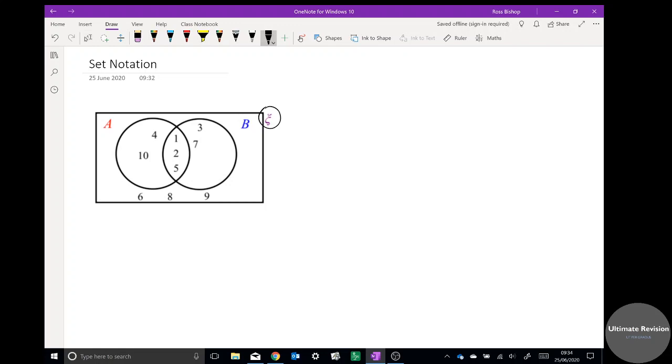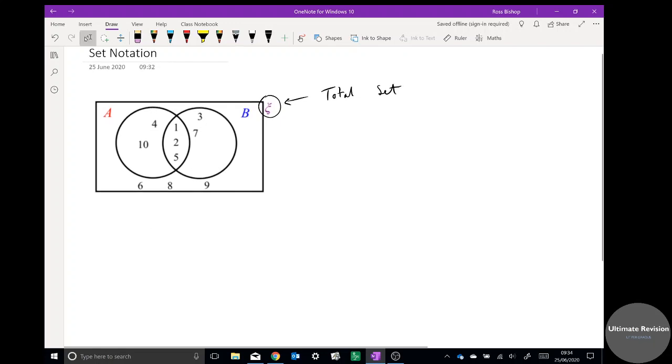So the first thing you need to recognize is that symbol. That symbol just means the total set. Now a set is just the collection of everything that you're talking about. So in this case, the total set is all the numbers that are in that box, okay? So you need to know a few things. So you need to know what this means.